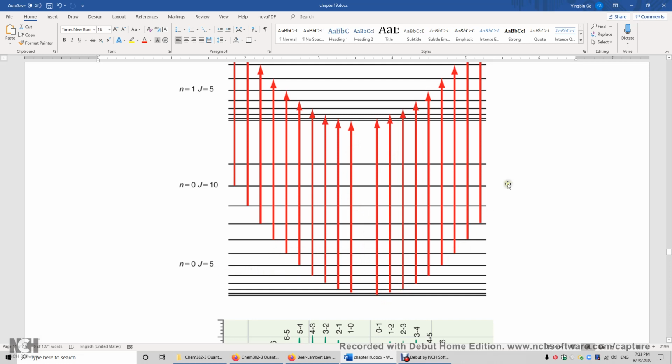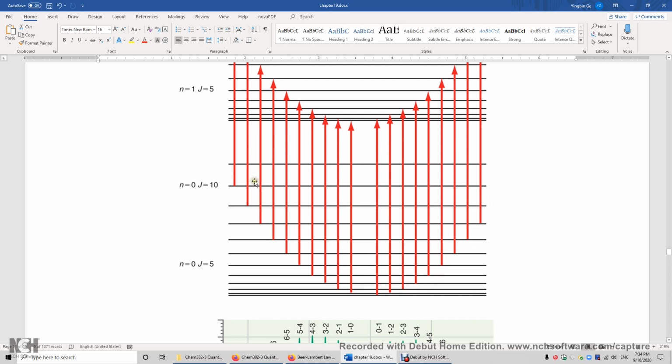So let's look at this side. They have something in common. If you look at this one, J is 0. Over here, J is 1. So J changes by 1. Over here, J is 1, J is 2. J changes by 1. This is from 2 to 3, 3 to 4, 4 to 5, 5 to 6, 6 to 7, etc. So on this side, the value of J increases by 1. This is the so-called R branch.